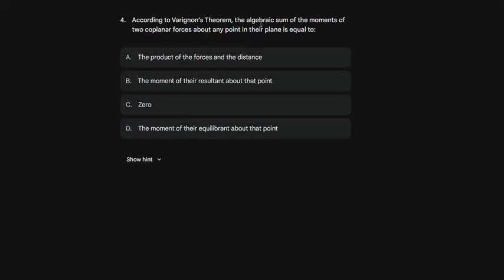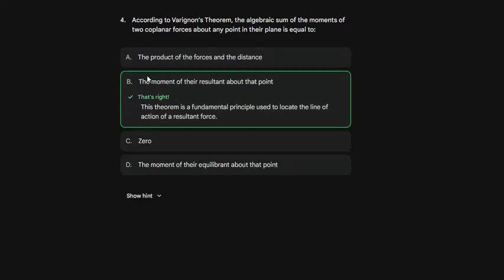According to Varignon theorem, the algebraic sum of the moments of two coplanar forces about any point in their plane is equal to the moment of their resultant. Product of the forces, moment of their resultant. This is called the Varignon theorem.